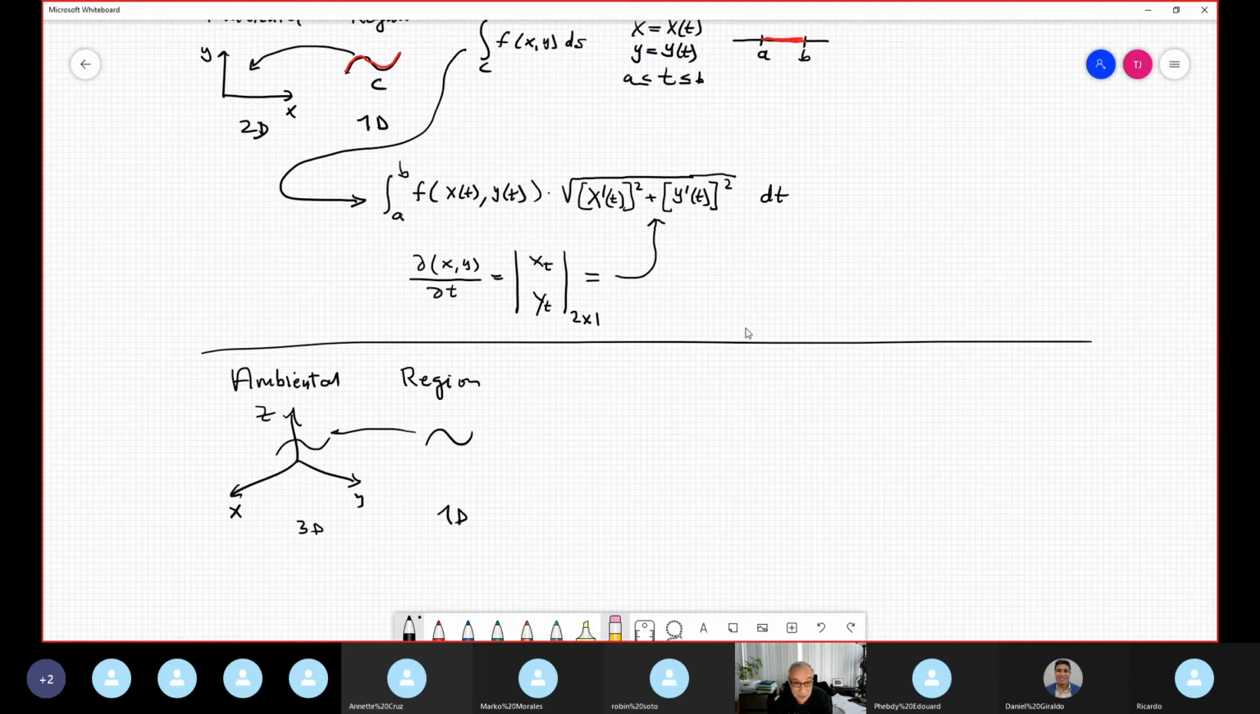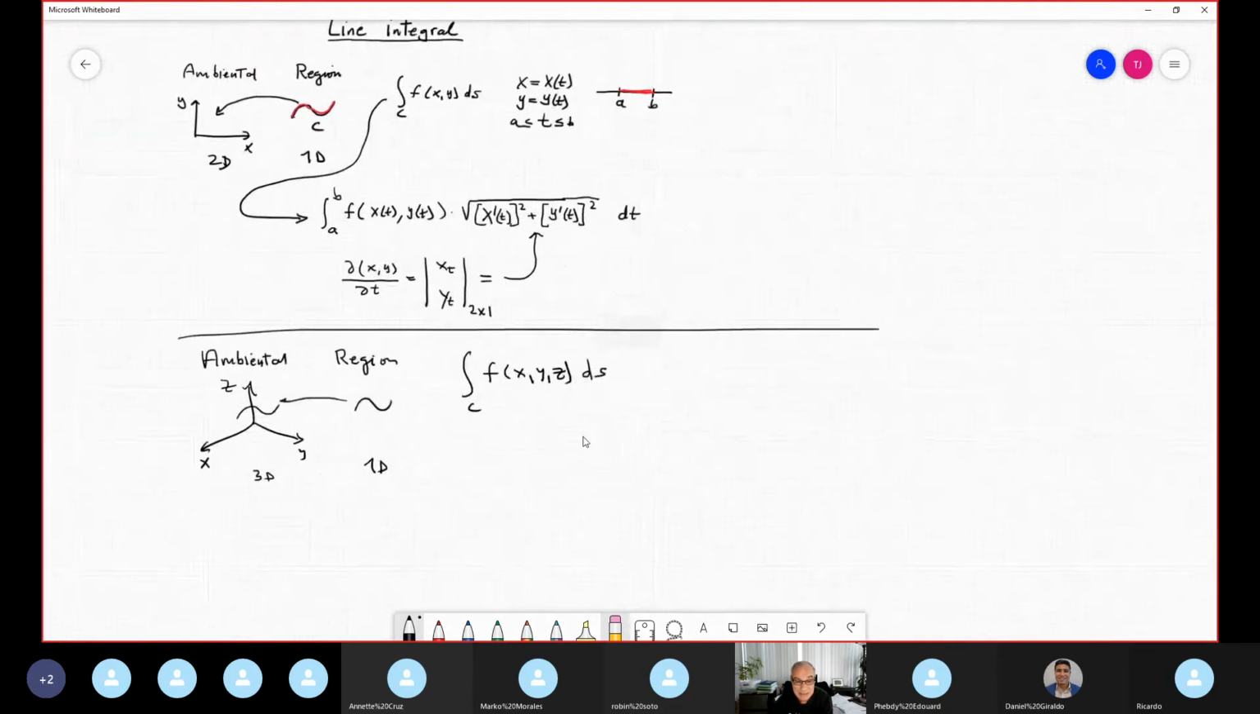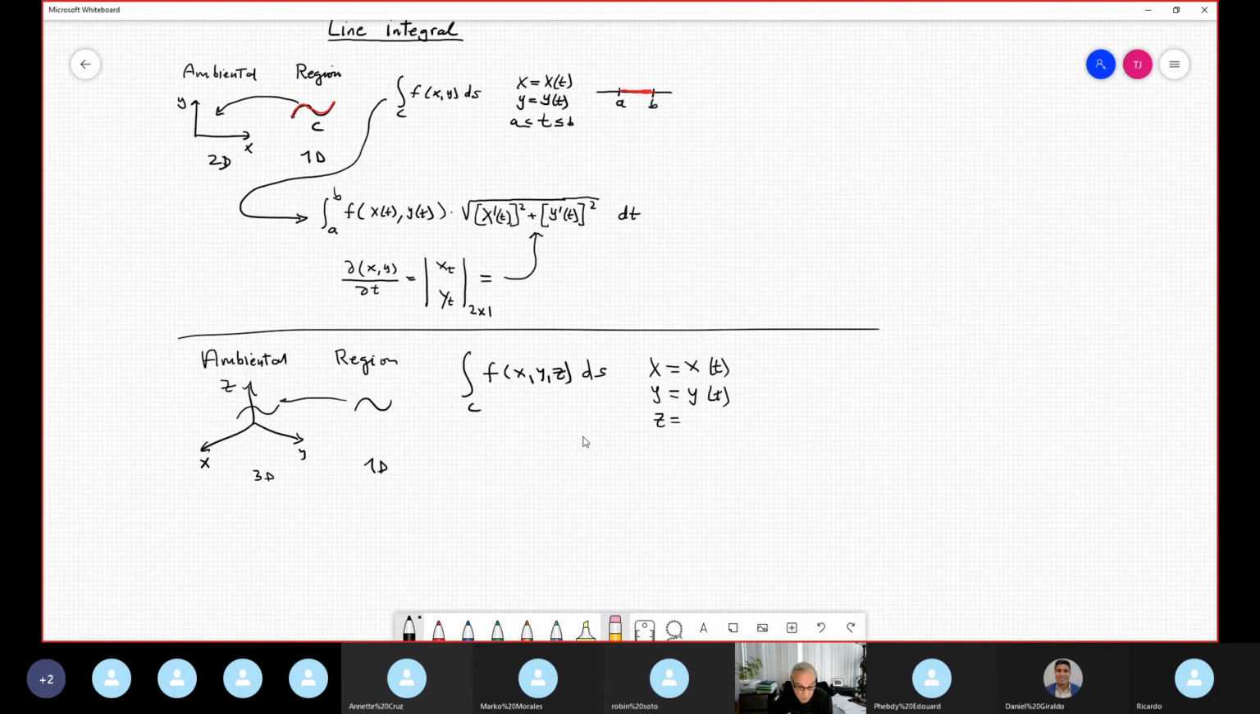So we are doing exactly the same. Suppose that you compute the line integral of the function x, y, z, ds, small ds. And we are doing substitution, and the substitution is similar. The only difference is that we have three variables. So x, y, z depend on one parameter, only one parameter, because the degrees of freedom of our region, a curve, is one. So one parameter, now t.